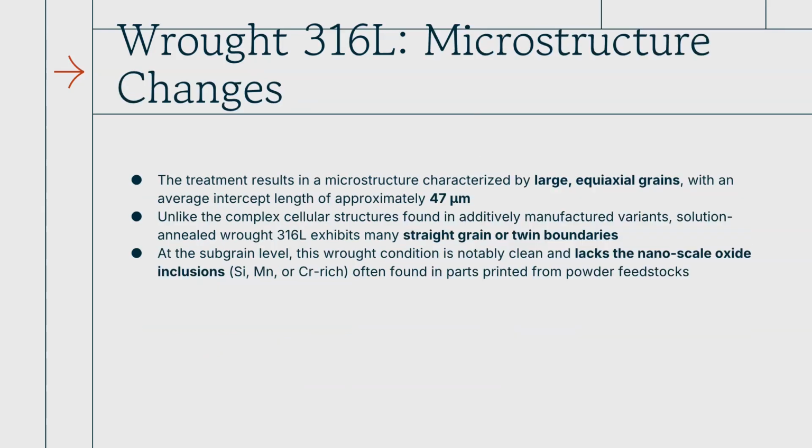So the Wrought 316L microstructure is as follows. It usually has large equiaxed grains with an average intercept length of approximately 47 micrometers. One difference between Wrought and Cast is that Wrought, after solution annealing, may exhibit many straight grain or twin boundaries. At the subgrain level, this Wrought condition is notably clean and lacks the nanoscale oxide inclusions often found in parts printed from powder feedstocks.